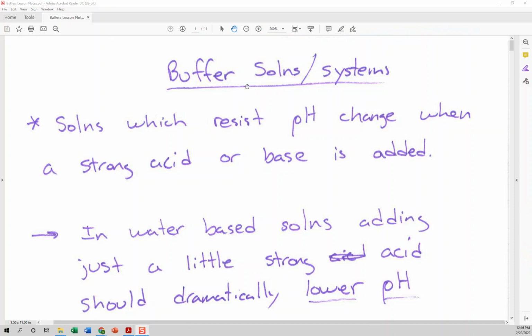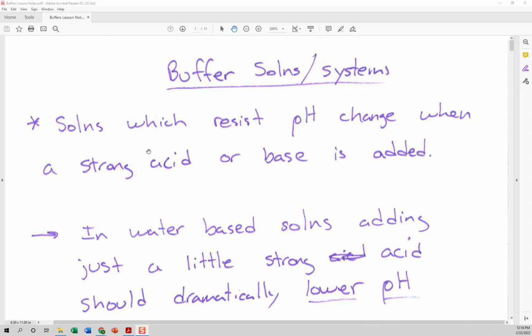All right. So the definition of a buffered solution or a buffer solution is an aqueous solution which resists pH change when a strong acid or base is added. So we have a water-based solution, and we add strong acid to it or we add strong base to it. When I say strong acid, it could be any of the 7 strong acids that we memorize. And when we say strong base, maybe we mean a hydroxide salt. An example of a strong acid is HCl, an example of a strong base is sodium hydroxide.